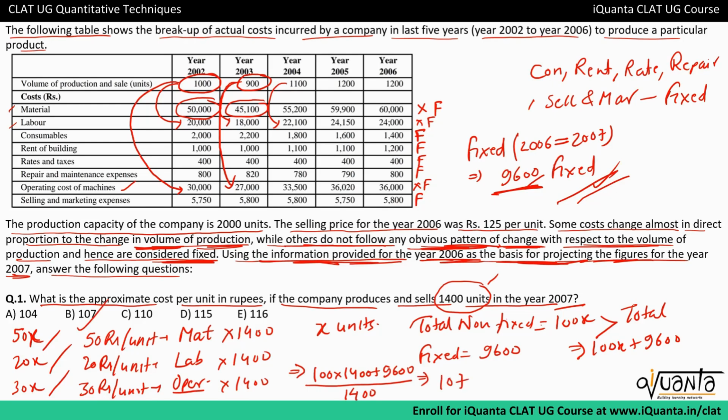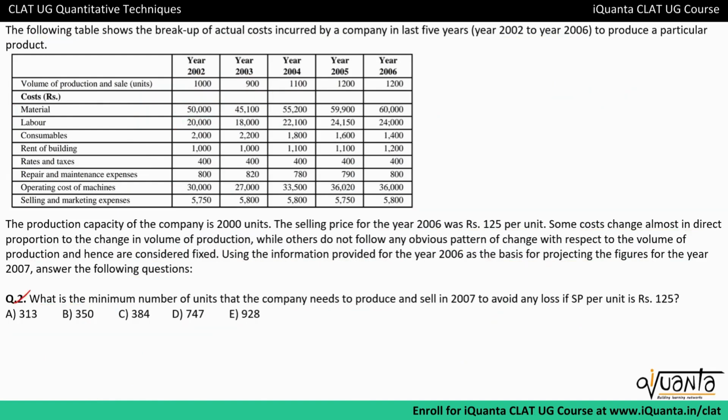Okay, you can solve this by yourself. Now let us go to the next question. Second one is, what is the minimum number of units that the company needs to produce and sell in 2007 to avoid any loss if SP per unit is rupees 125. So SP has been given as rupees 125 per unit.